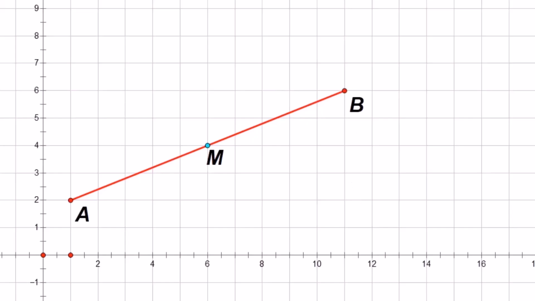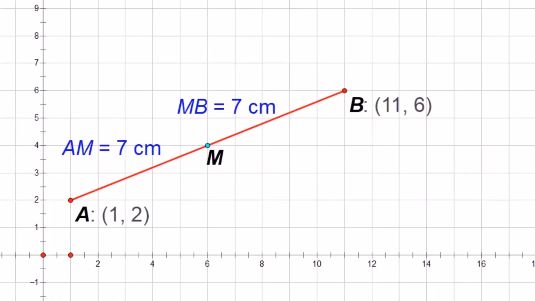What we've got here is a line segment with a midpoint on it. I constructed this, so I know that's a midpoint. Let me show you the distance from A to M and the distance from M to B, and they are the same. That makes M the midpoint. Let's look at the actual coordinates. A is 1, 2, and B is 11, 6.